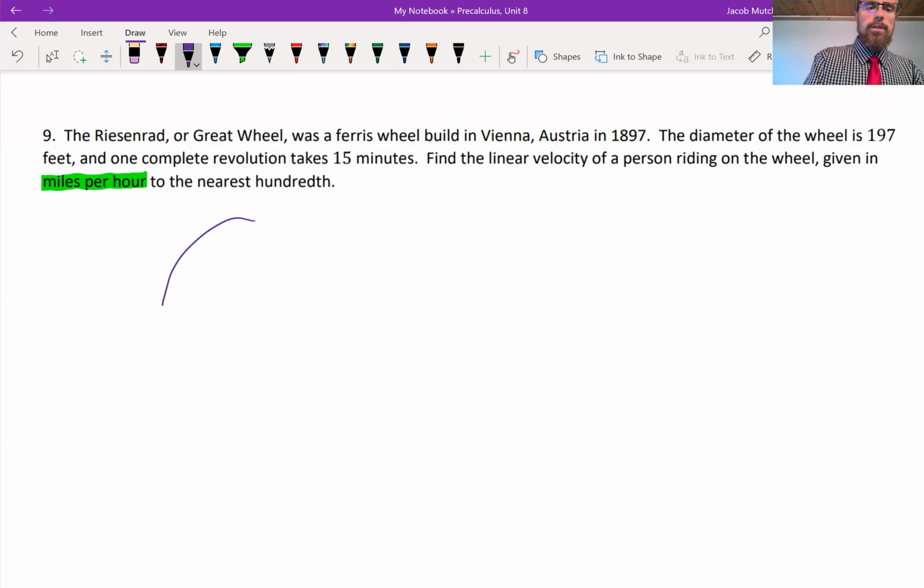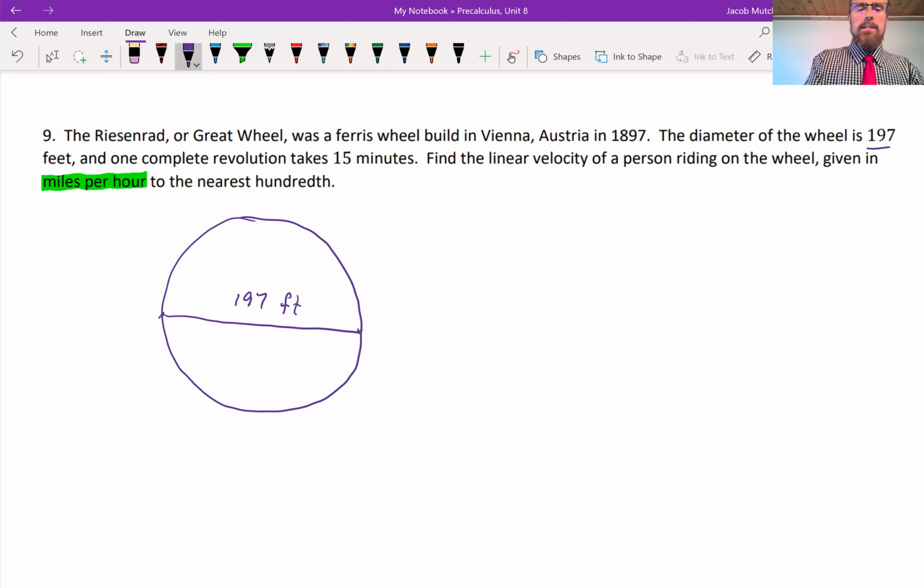I'm going to start off by drawing a diagram of a Ferris wheel. I hope our Ferris wheel doesn't look like that circle. Okay, that's a little better. So I want to make some markings here. The diameter that's given to us is 197 feet. Remember, diameter is from one side of the circle to the opposite side. And we just know for us, we're never going to need the diameter with linear or angular velocity. We need the radius. So I'm going to divide 197 by 2, and what that's going to give me is 98.5 feet for the radius. So from the center of the circle to the circle itself, that's the radius.